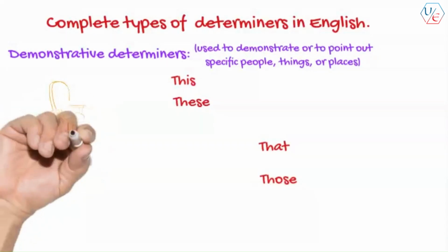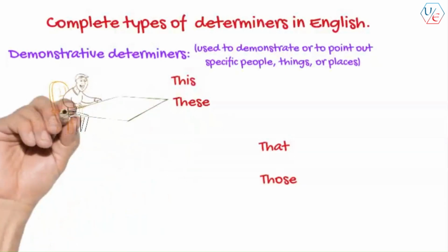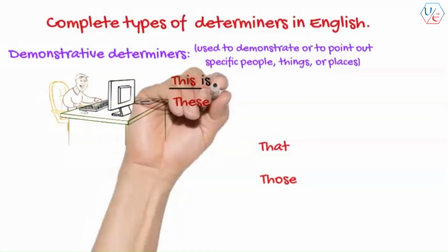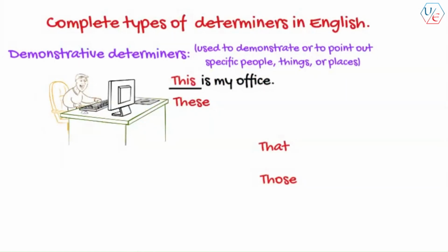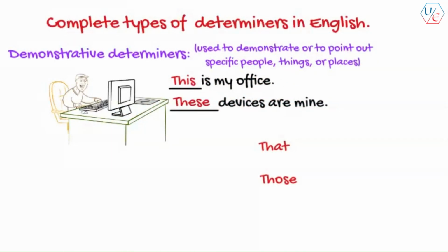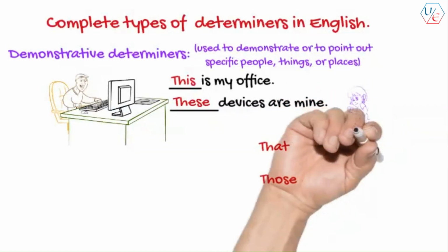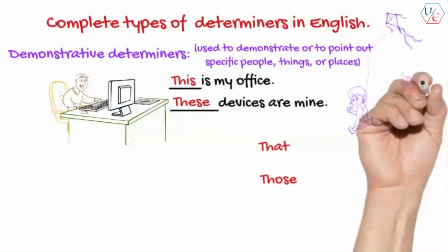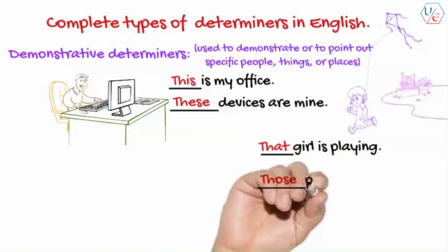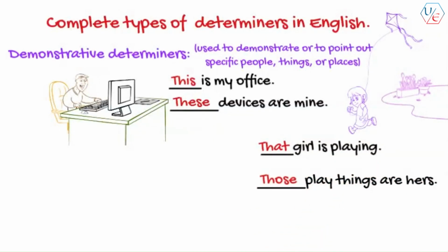This and these are used for the specific people, things, or places that are near, as in, this is my office. These devices are mine. That and those are used for the specific people, things, or places that are farther away from the speaker and the listener, as in, that girl is playing. Those playthings are hers. And that's it for our discussion on determiners.